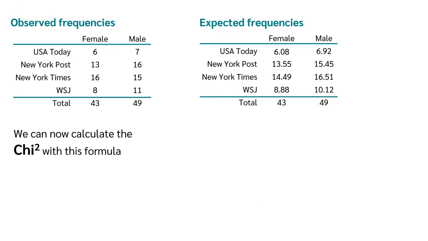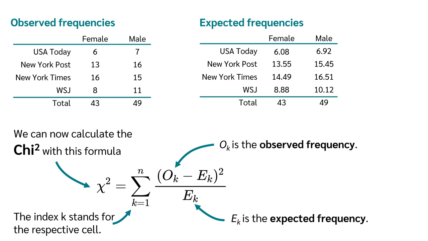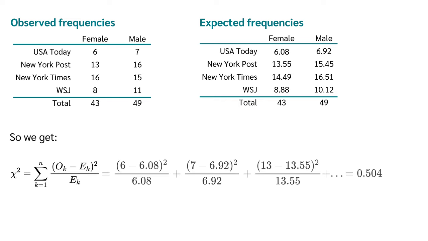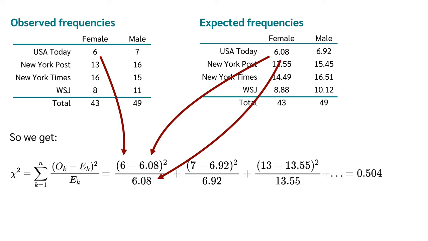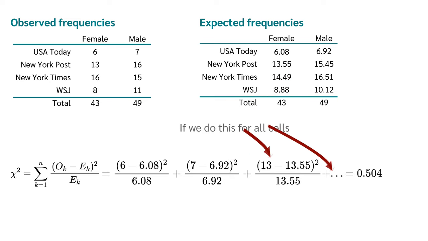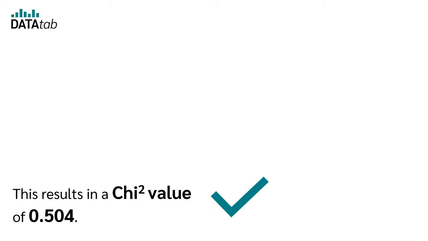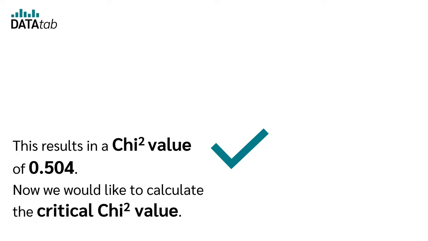We can now calculate the chi-square with this formula. The index k stands for the respective cell, o_k is the observed frequency, e_k is the expected frequency. So we get (6 minus 6.08) squared divided by 6.08, plus the next cell, (7 minus 6.92) squared divided by 6.92. If we do this for all cells and sum them up, we get a chi-square of 0.504. So this results in a chi-square value of 0.504.